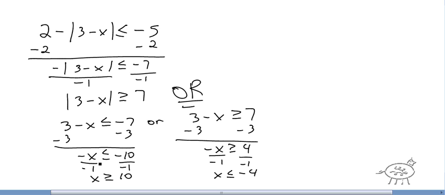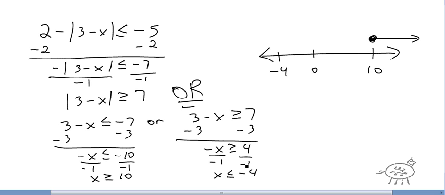It worked out well for us because if I graph this, it's still going to be a scarecrow, as I said before. Here's your 10. Here's 0. And here's negative 4. And it's greater than or equal to 10 and less than or equal to negative 4. So we still have a graph that looks like an or, it looks like a scarecrow. Nothing has changed.